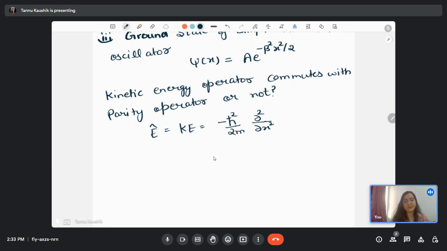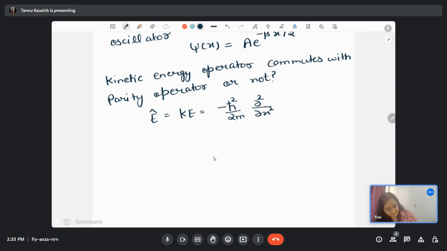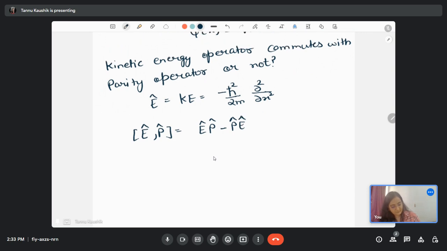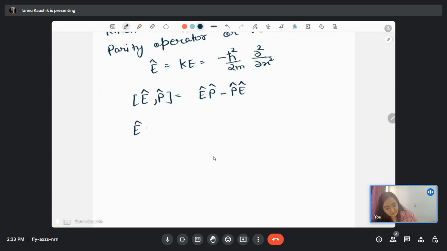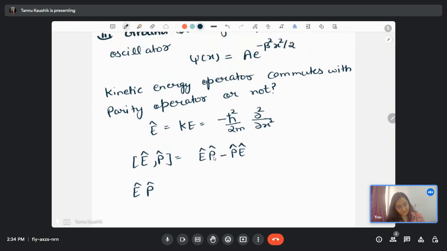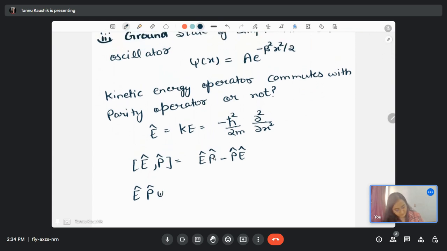So the kinetic energy operator is minus h bar square by 2m del square by del x square. So firstly let us find out what happens when the parity operator first operates on this wave function we have taken.